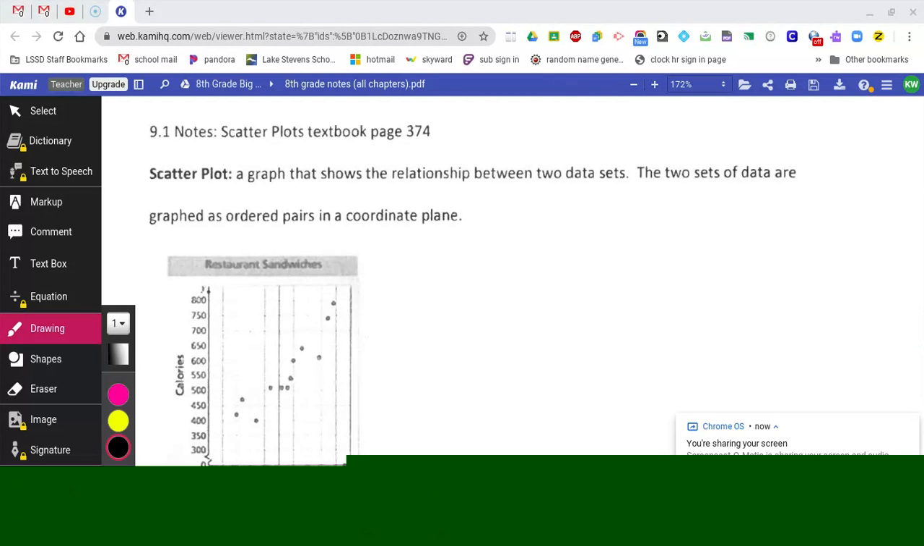Okay, we're starting chapter 9, 9.1, scatter plots. So again, you can always look back at your textbook if you need more examples, more help, things like that. All right, so scatter plot: a graph that shows the relationship between two data sets. The two data sets are graphed as ordered pairs.